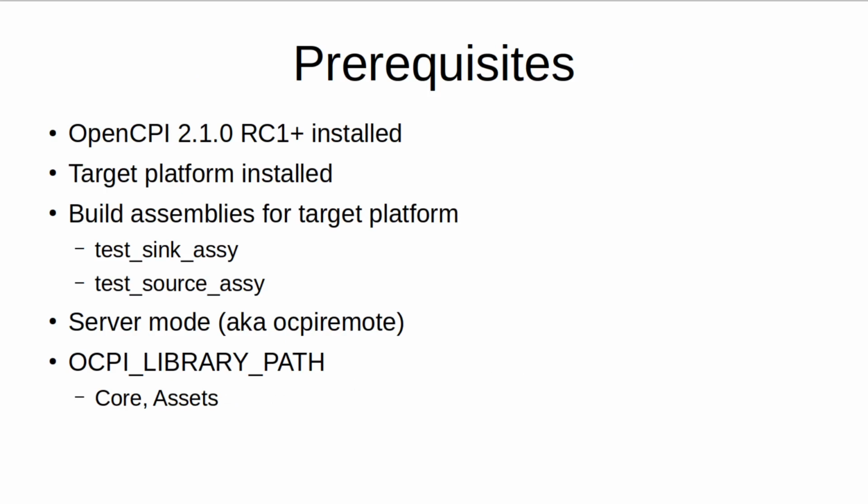So just some prerequisites before you can run this script. Download and install OpenCPI, starting from the release candidate 1 and above, and then installing the target platform you want to run these scripts. In this video, I'll be using the E310, and then build the assemblies for the target platform. So there's the test sink assembly and the test source assembly. To run it, you'll be using server mode, also known as the OCPI remote, and from the development host, make sure that your OCPI library path exports core and assets.